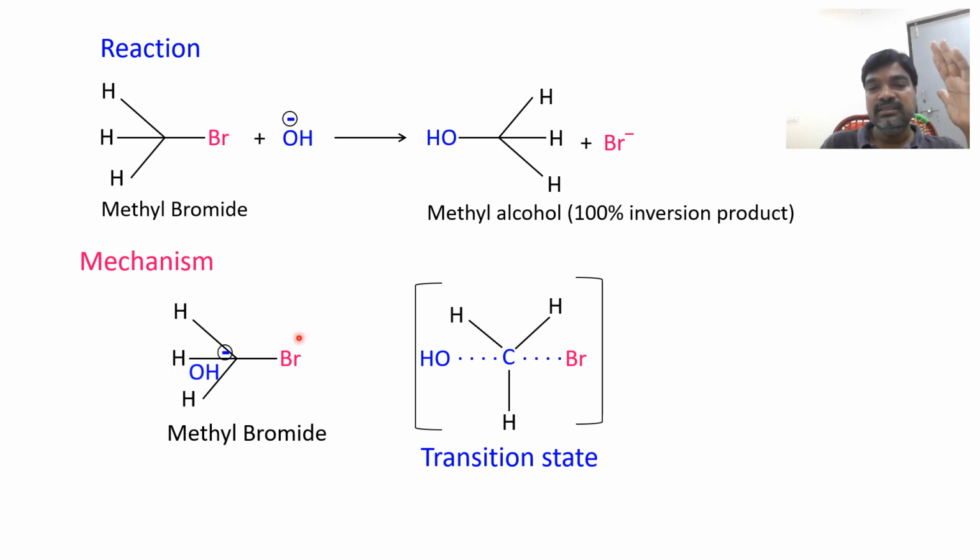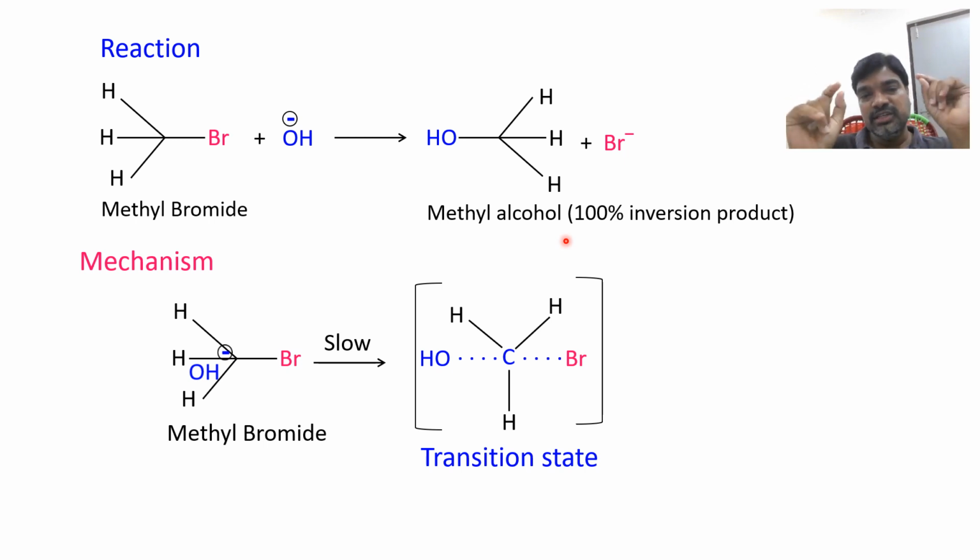At that time, what happens? A transition state is formed. That means 3 hydrogen atoms are attached to the carbon, OH is partially bonded to the carbon, and bromine is partially bonded to the carbon. Almost 5 bonds. It is impossible. Usually carbon should have only 4 bonds. But here it is partially attached to hydroxide and partially attached to bromine. This state is called the transition state.